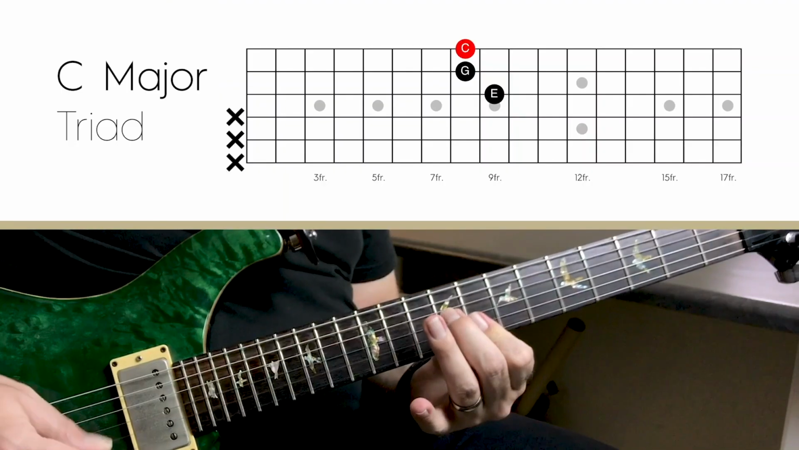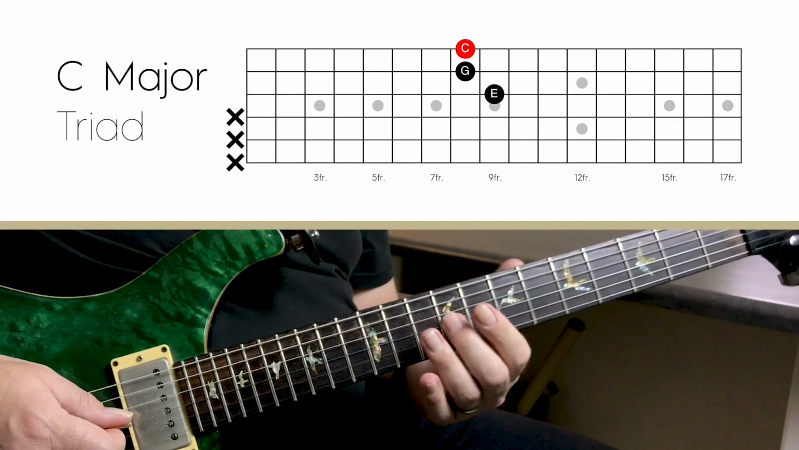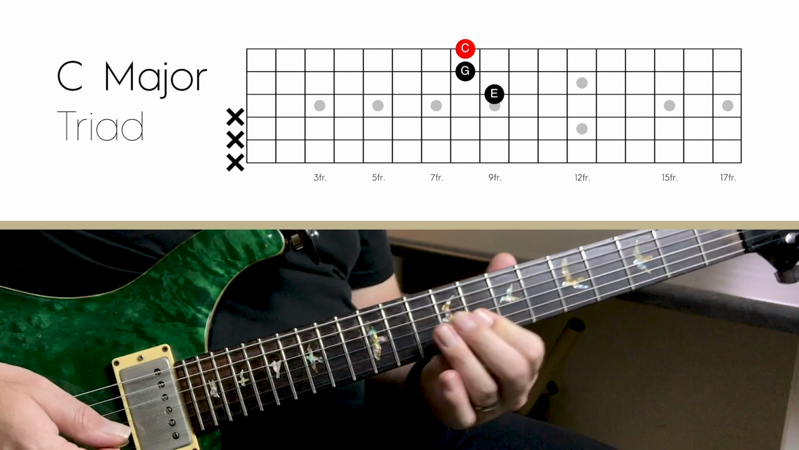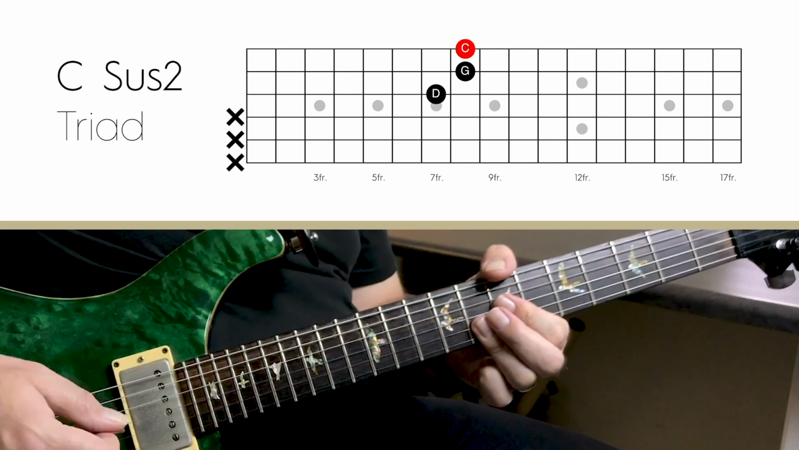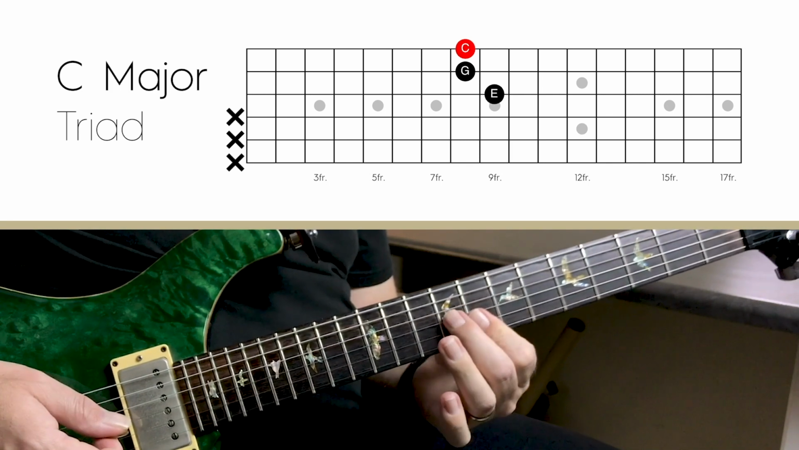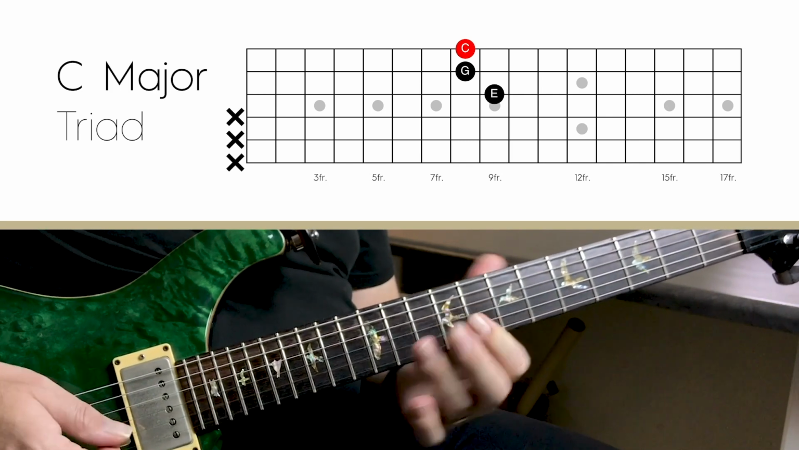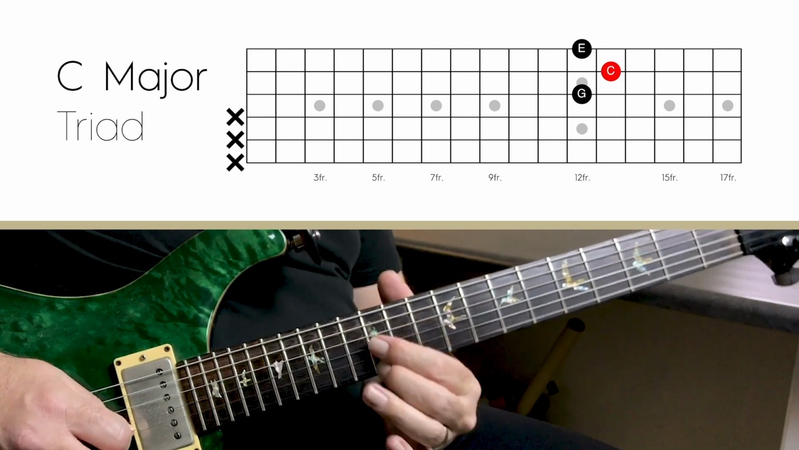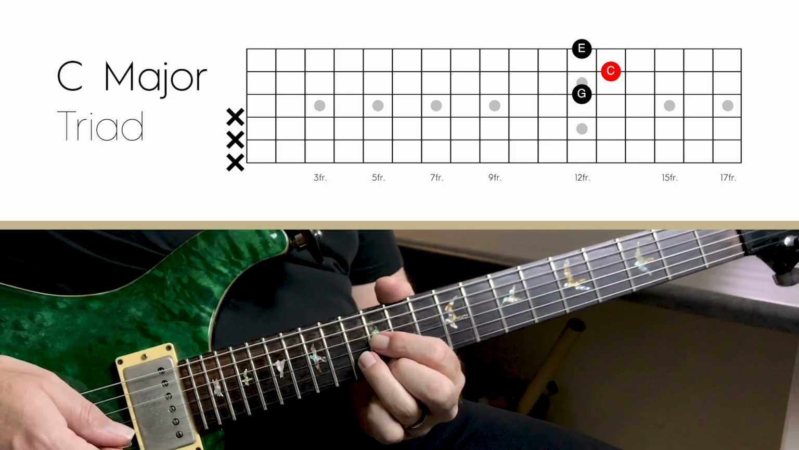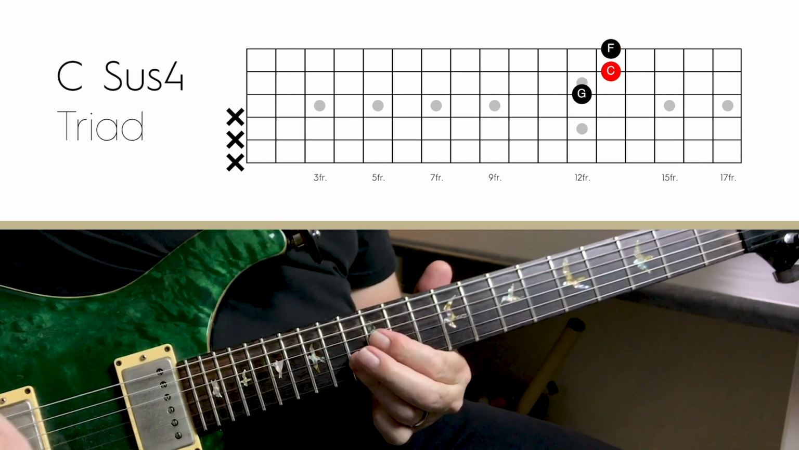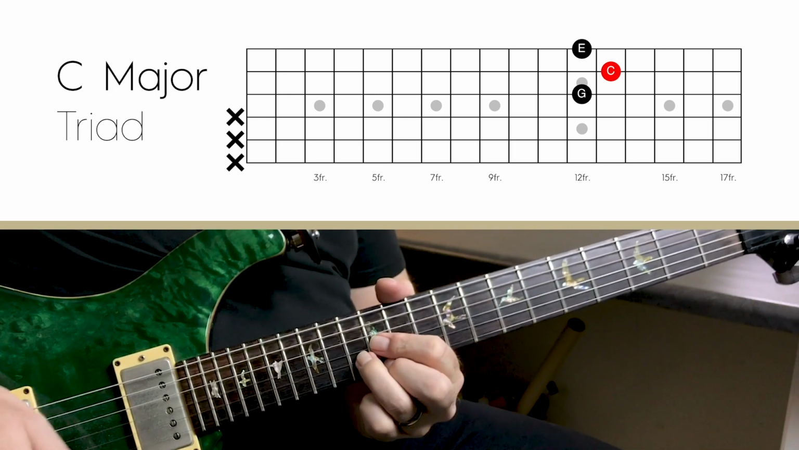When I play the next shape of a C major triad, my third is the lowest note. So that's a C major, C sus2, C sus4, and C major. When I play this version of a C chord, my third is on top. So this is C major, C sus2, C sus4, C major.